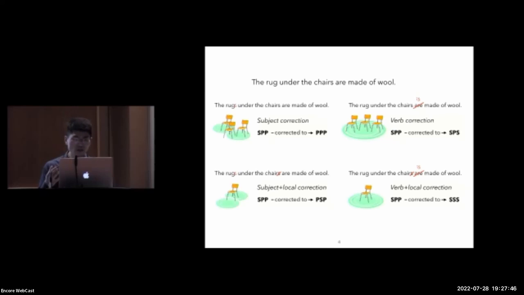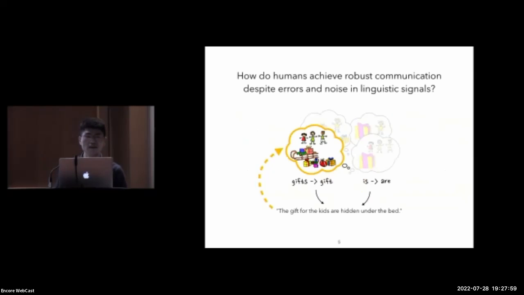So I think this contrast with the previous example suggests that there is structure underlying our inferential behaviors in this seemingly mundane example of correcting subject-verb number agreement mismatch. But I think this phenomenon highlights a fundamental cognitive capacity of humans, which is that humans achieve robust communication despite errors and noise in linguistic signals. In this project, we're interested in approaching this big question from this case study of resolving number agreement mismatch.